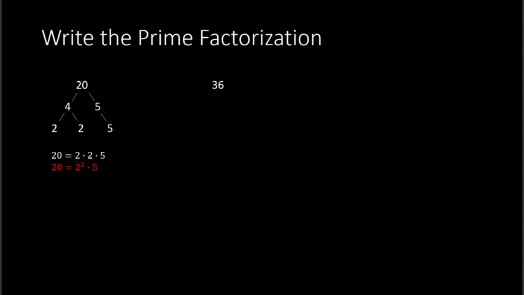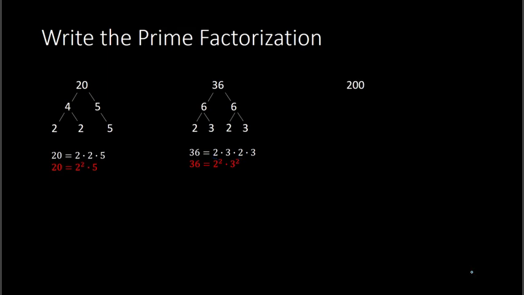Doing the same thing with 36. 36, I can think of that as 6 times 6. So 6 is composite. I can break that down further. 6 would be 2 times 3, and I have that for the other 6 as well. So what I have is 36 equaling 2 times 3 times 2 times 3. And I can simplify a little bit. I have 2 2's, so that would be 2 squared. And then 2 3's would be 3 squared. So 36 equals 2 squared times 3 squared.